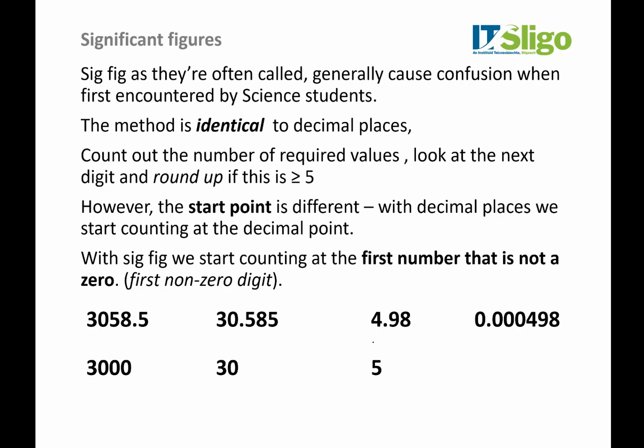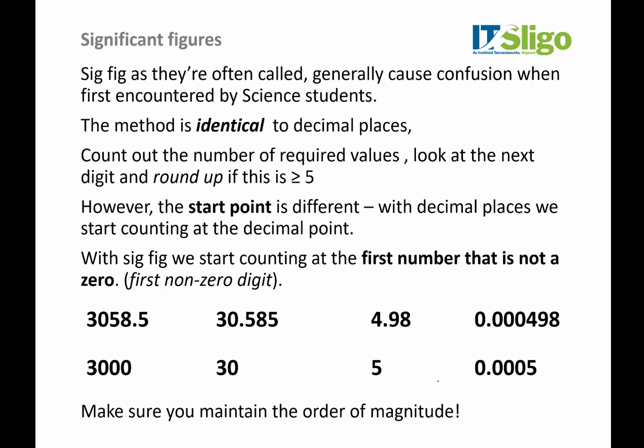And here, again, our first significant figure is 4. We're going to round up, but we must preserve the value. The decimal point must stay in the same place. And there's our answer there. So I hope that kind of reminds you. Make sure you maintain the order of magnitude.